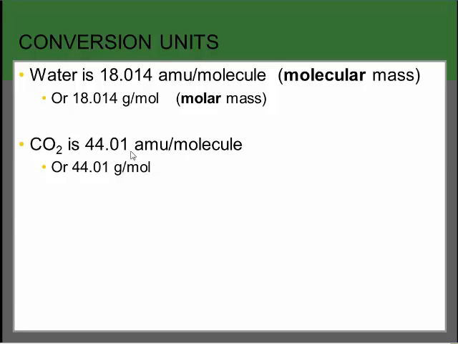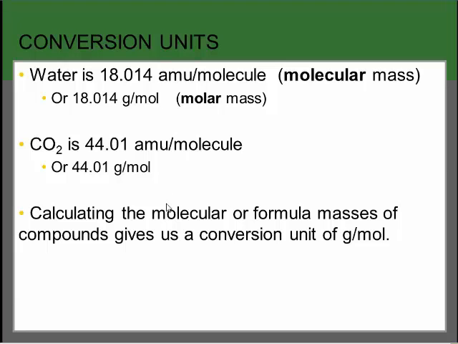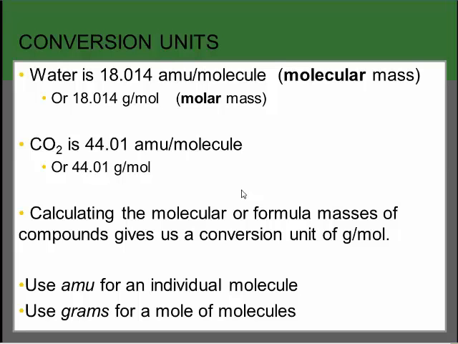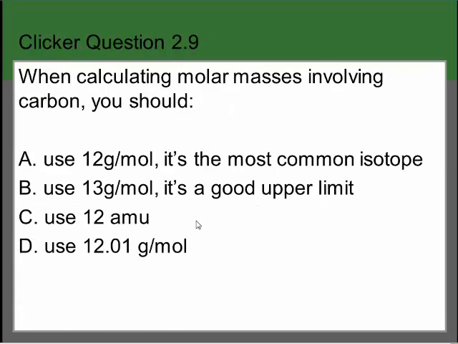CO2, 44.01 AMUs per molecule, or 44.01 grams per mole. So calculating the molecular or formula masses gives us a conversion unit of grams per mole. And we use AMU if we're talking about individual molecules. Typically, chemists talk about moles of molecules, so we use grams per mole as the unit. We use grams if we have a mole of molecules.